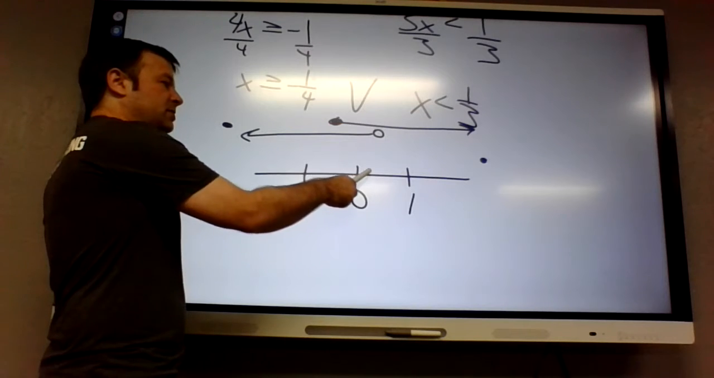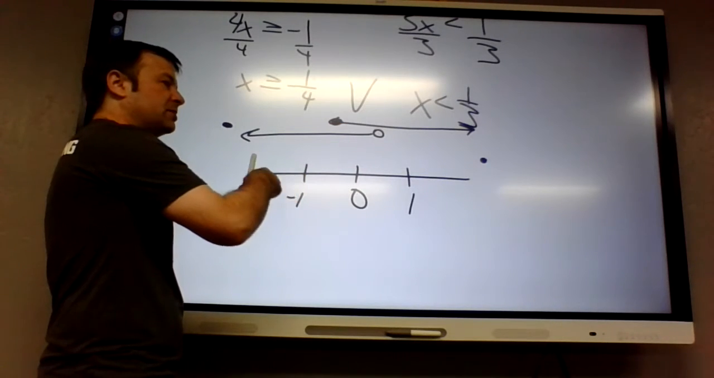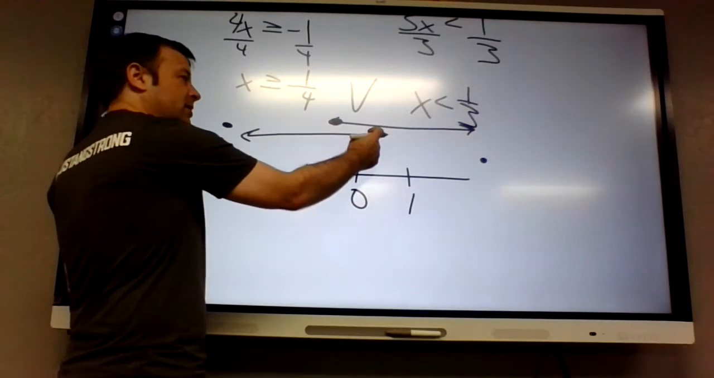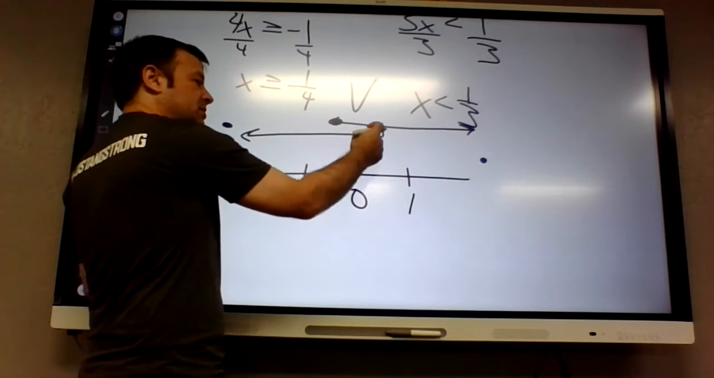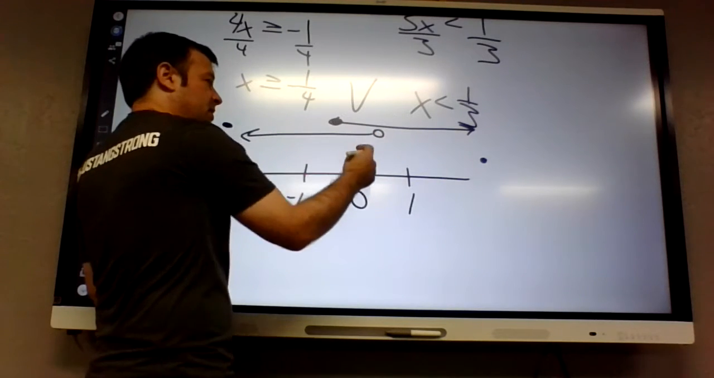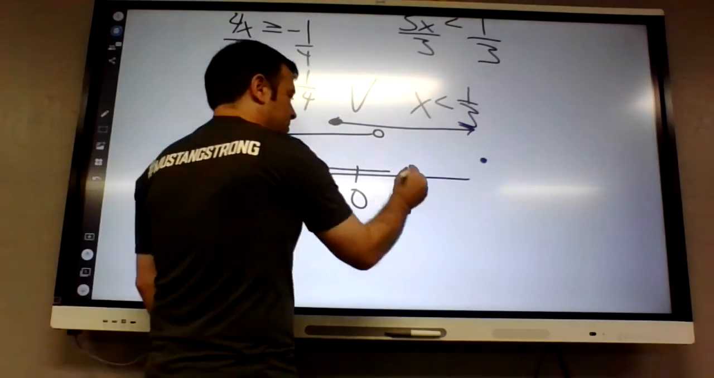Okay, should I draw any circles down here? No, because we're using everything. It doesn't matter that that's an open circle, because it's being included in this other line. So anyway, it's just a solid line.